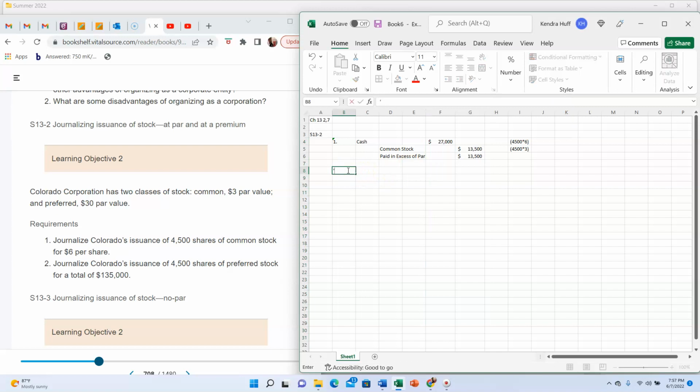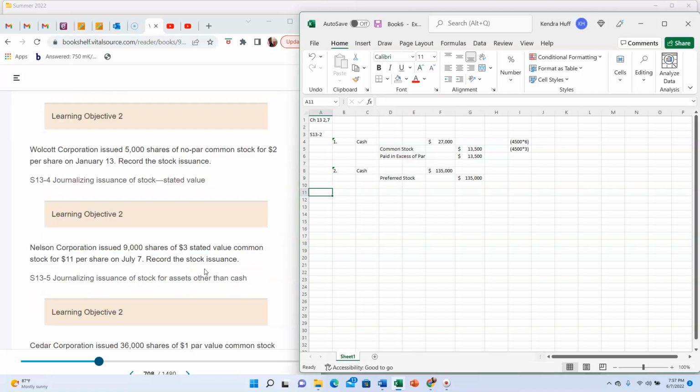All right, number 2. Journalize Colorado's issuance of 4,500 shares of preferred stock for a total of $135,000. So we're getting cash of $135,000. And very similar to above, preferred stock is going to be credited, and it's the number of shares being issued. So 4,500 shares times the par value of 30. In this case, that happens to be the same amount, so there's no paid in excess.